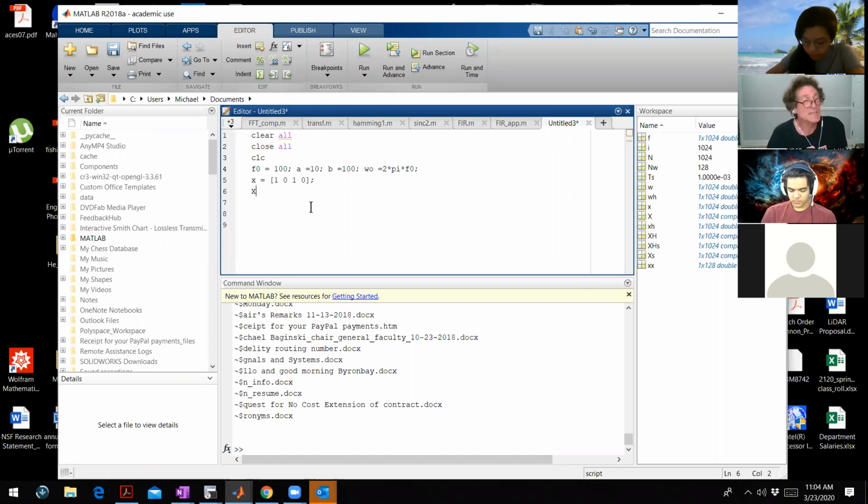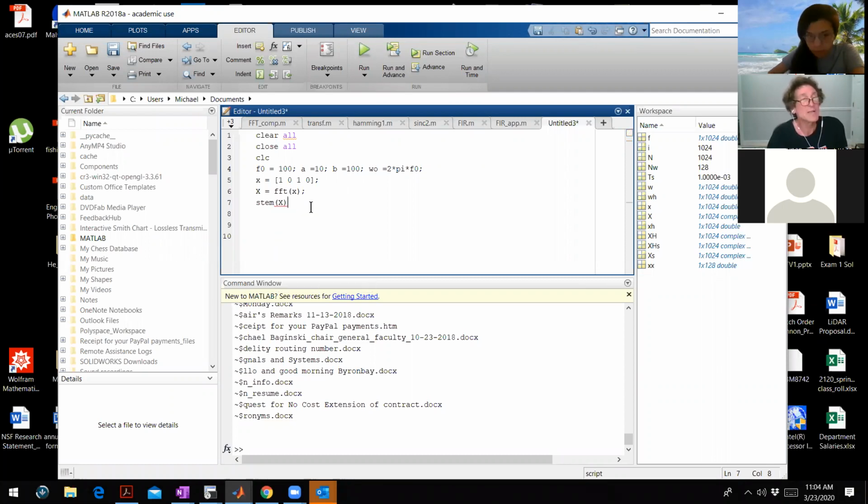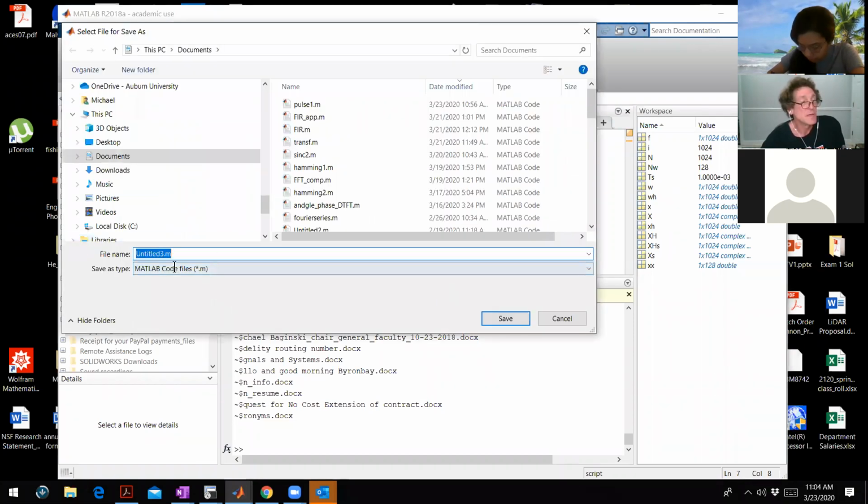Now I'll put capital X equal FFT of x. That's the fast Fourier transform of that. Okay. Now after that, the only thing I'm going to do, I use what's called a stem plot, STEM, of x. And what that does is show you actual magnitude values of x with a little circle on top. And I'll show you that right now. Let me just run that. And we'll just call that DFT 1.